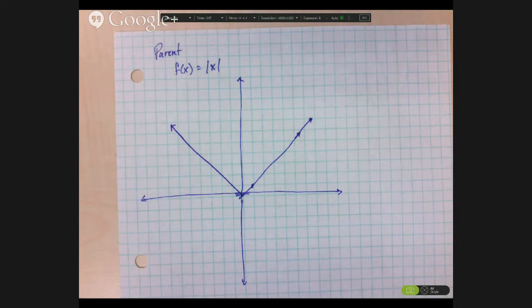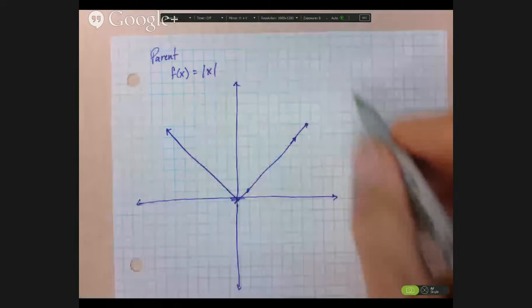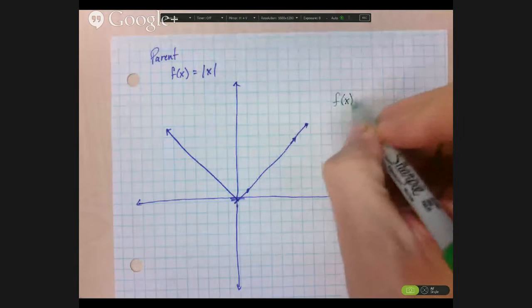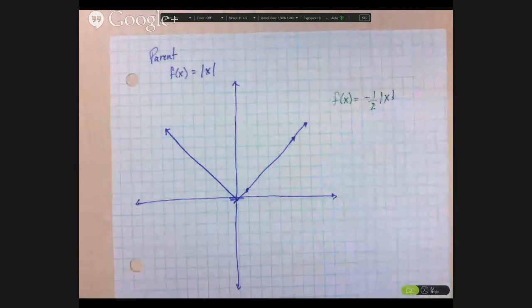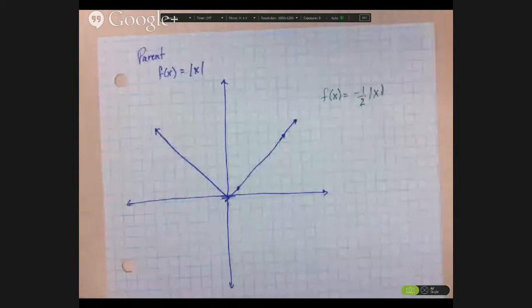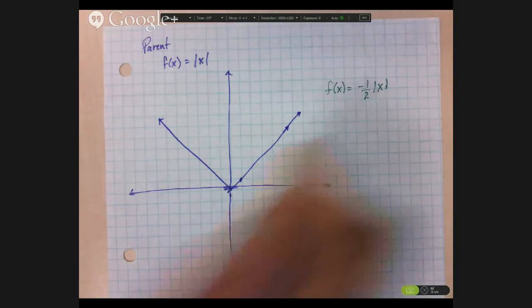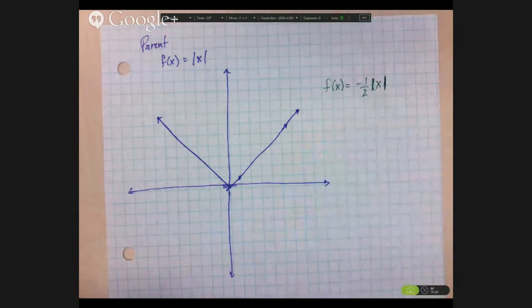What's the slope of those? What are the slopes of those lines? Yeah, 1 and -1. Right. So the slope here is 1 or -1 because of the absolute value. What if I did this? Put a -1/2 in front. It's multiplied, not added or subtracted. Movements only occur with add and subtract. What does the negative do to it?